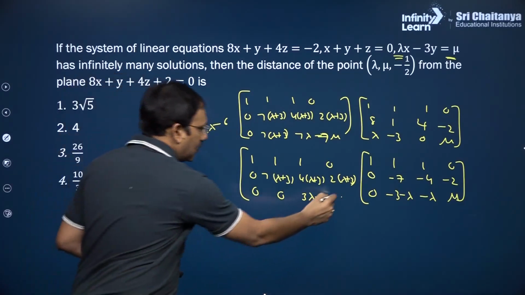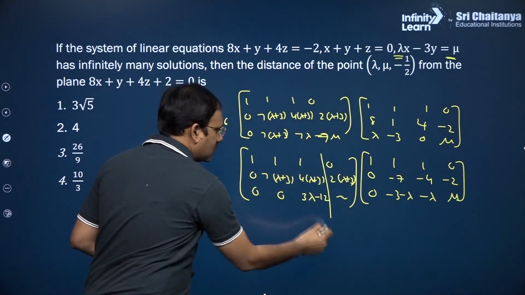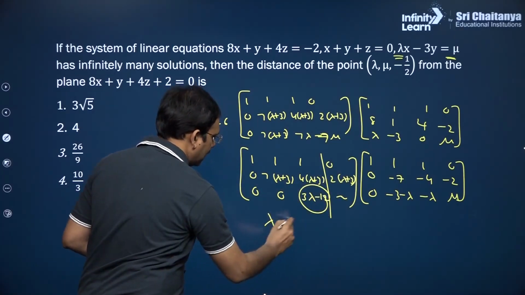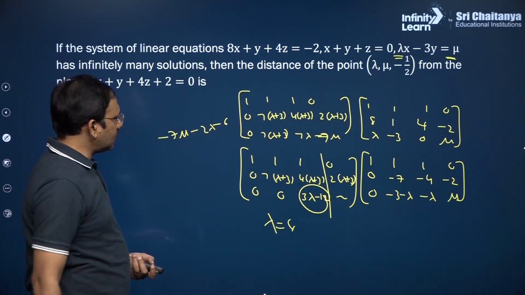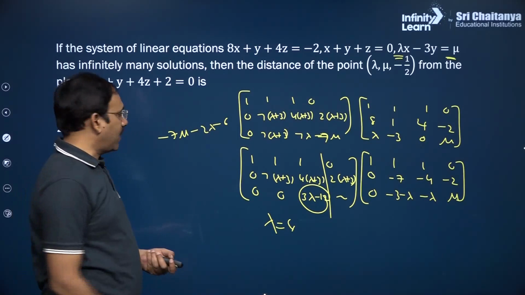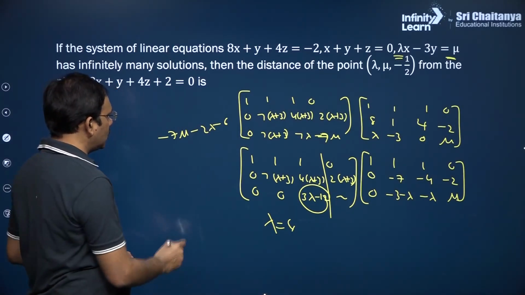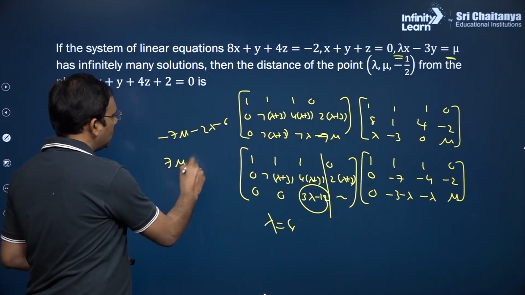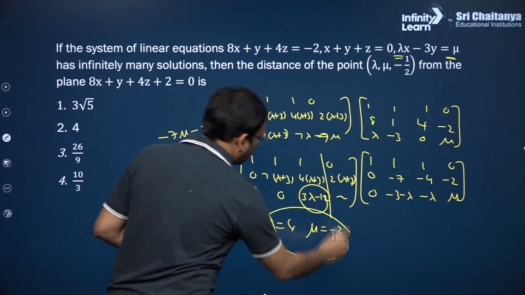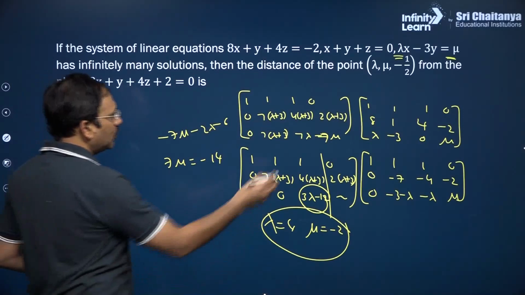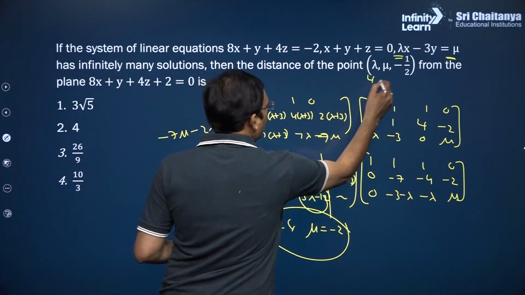You see here, now to get infinitely many solutions, this must be 0, so lambda is equal to 4. If lambda is equal to 4, this is minus 8 minus 6 is minus 14, so 7 mu is equal to minus 14, mu is equal to minus 2, my dear friends. Once you know lambda and mu, you have got lambda value 4, mu value minus 2.